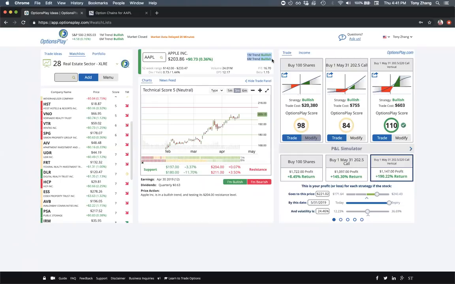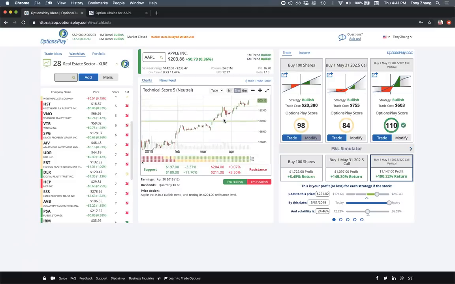We do have separate webinars just on showing you how powerful the middle panel is and giving you a sense for directional views. But we have a 1 month and 6 month trend indicator, a technical score to give you a sense for relative strength, and things like earnings, dividends, and price action data here at the bottom to show you relevant information that's necessary for options trading.